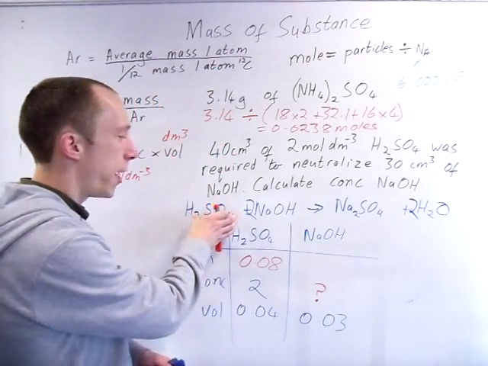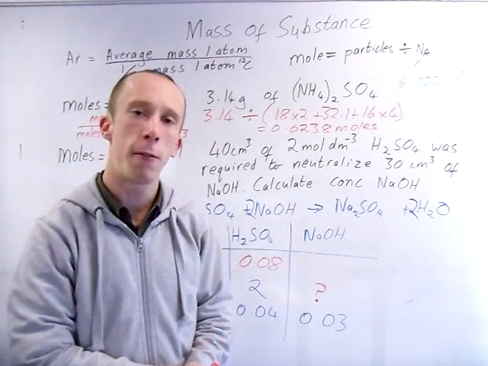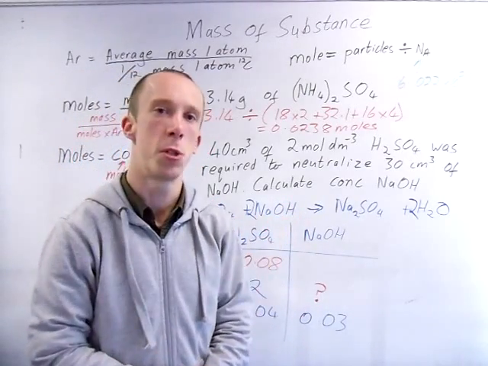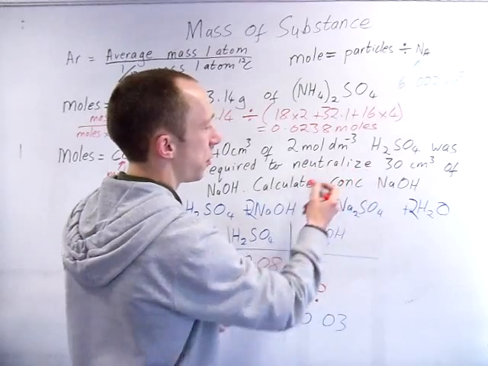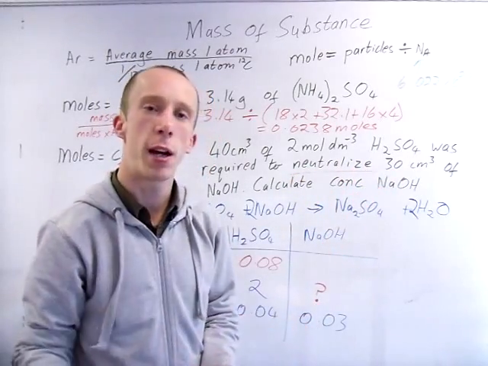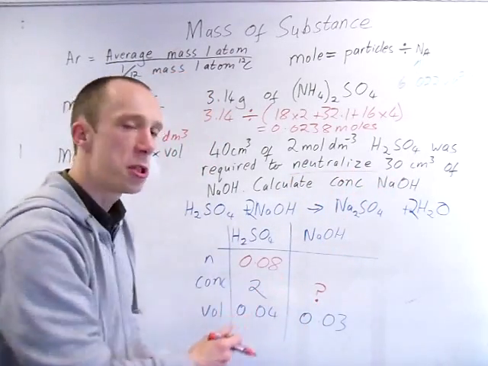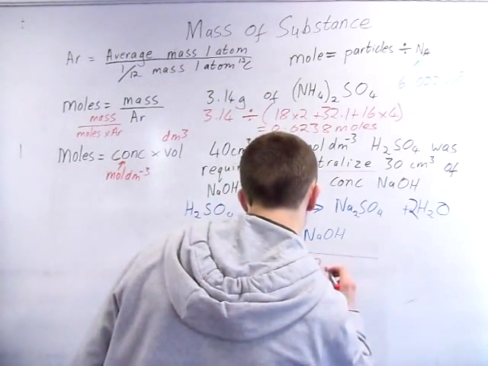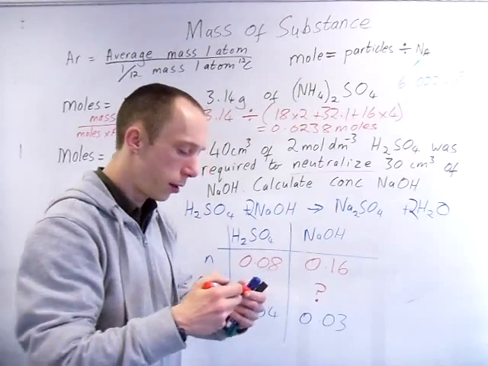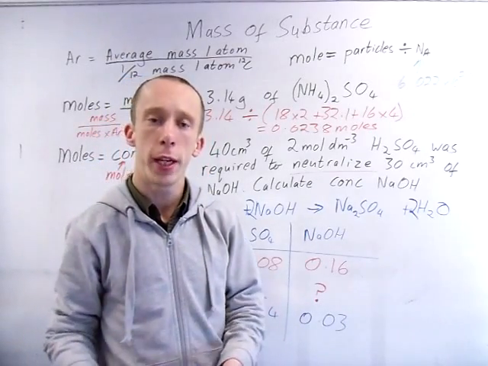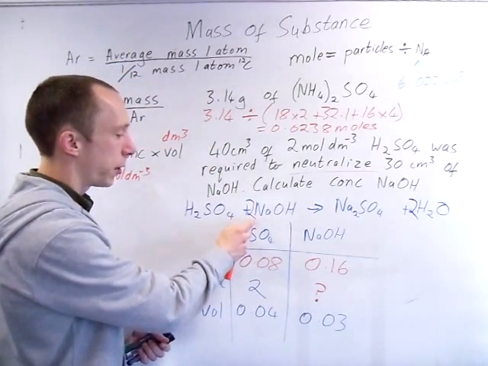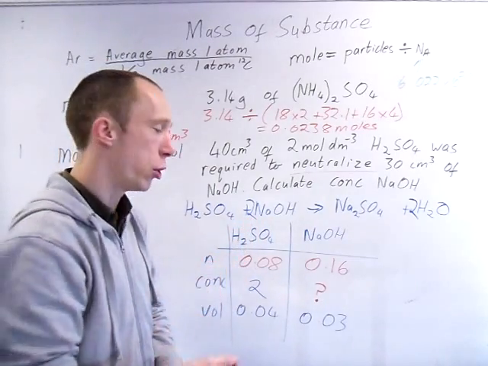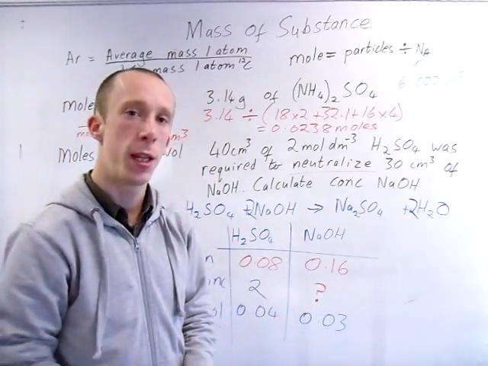I.e., if I have 5 of that and it reacts fully, I need 10 of that. If I have 50 of this and I want to react fully, I need 100 moles of this. So the question says it was neutralised, so we did react it fully. So 0.08, I therefore need twice as much. So when things are reacted fully, whichever species has got the bigger coefficient here, so the bigger molar ratio, should have more moles in there.